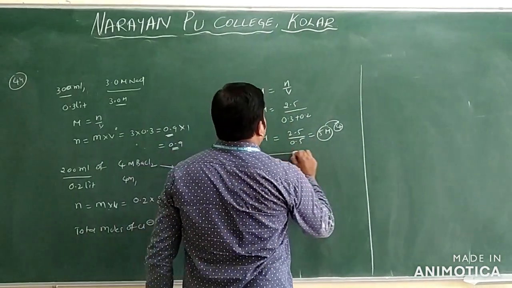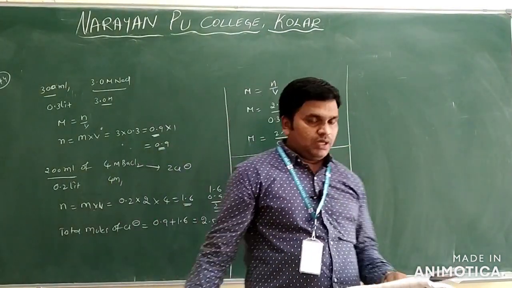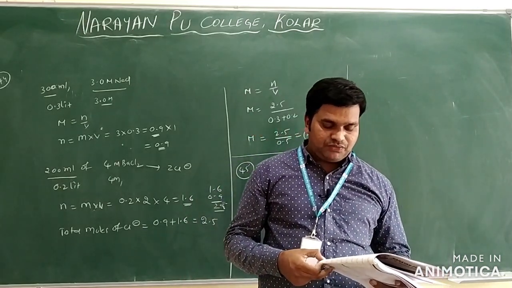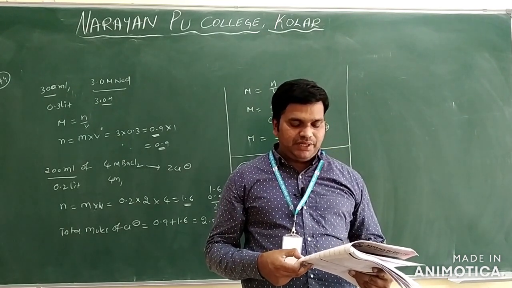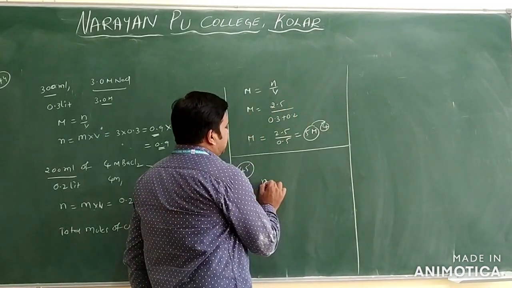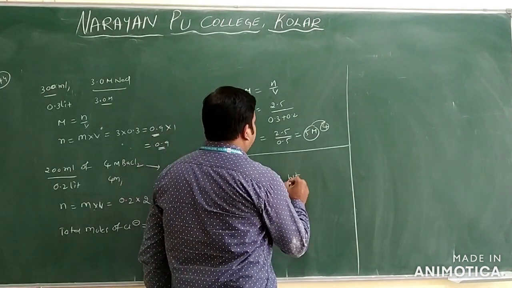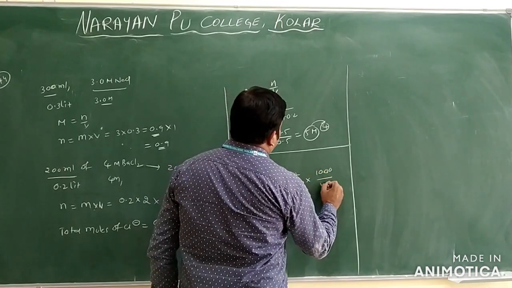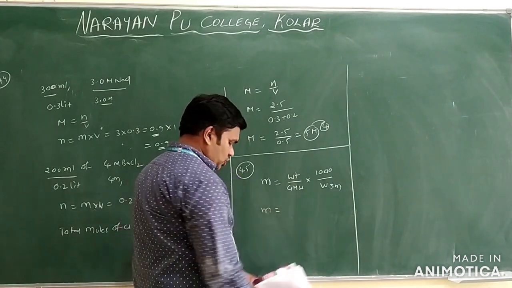Now let us see the next question, we have 45 only. The molality of the sulfuric acid solution is 0.2. Calculate the total weight of the solution having 1000 grams of the solvent. Let us see the molality formula. Molality denoted by small m is equal to weight by gram molecular weight into 1000 by W, in grams, that is the weight of the solvent only. Molality given, how much we have?